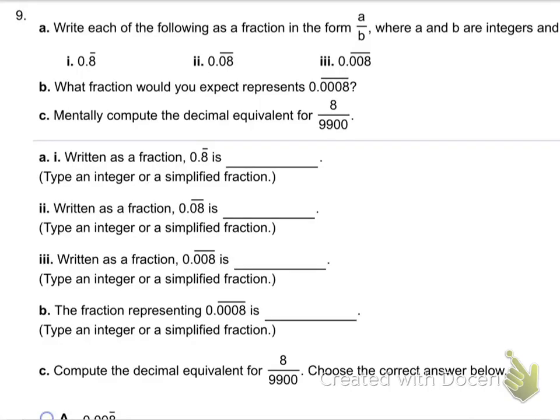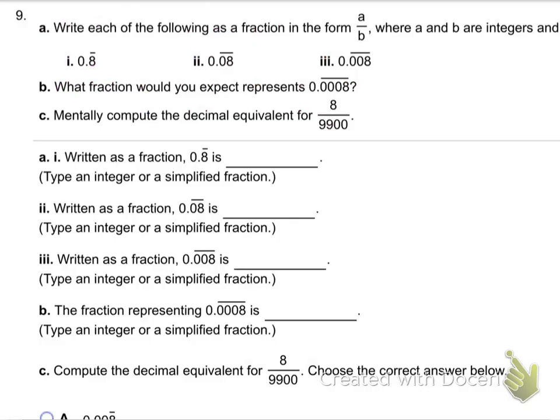Yeah, so 0.8 bar as a fraction. Let me just take a fresh screen here. So number 9, part A, they say, what is 0.8 bar? How do you write that as a fraction? Remember we talked about that? What's that going to be as a fraction? 8 over 9. You just put it over however many 9s.